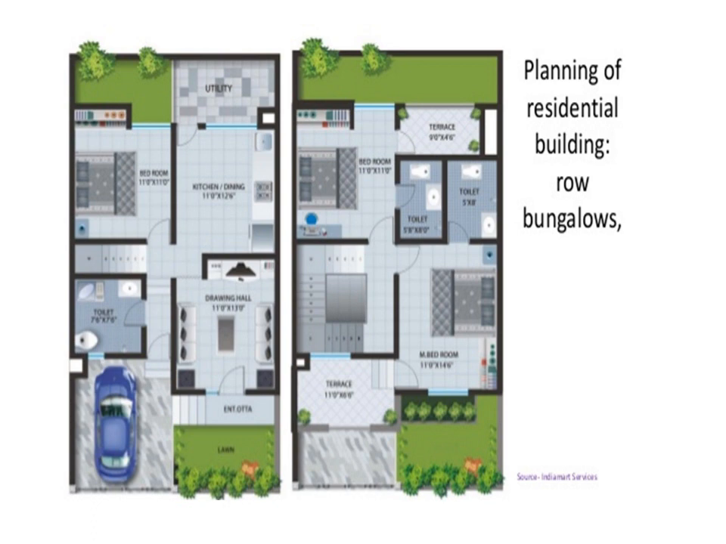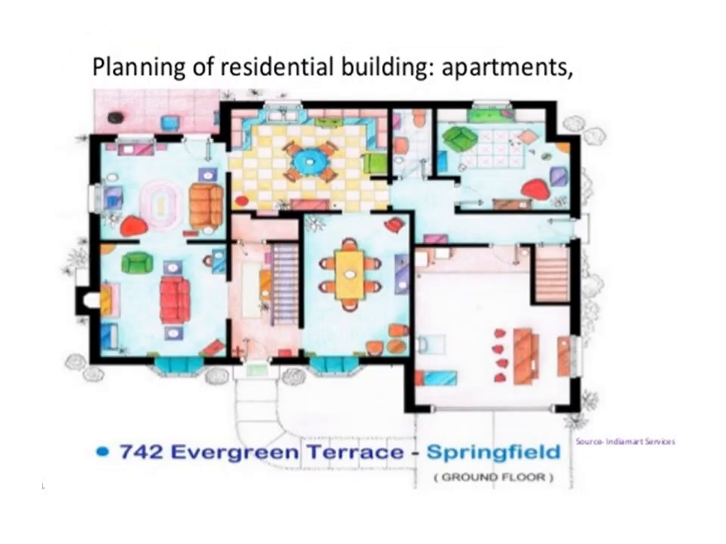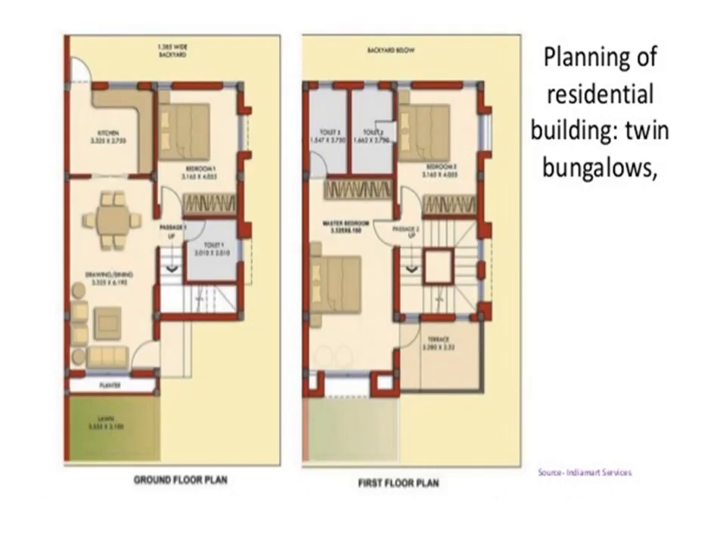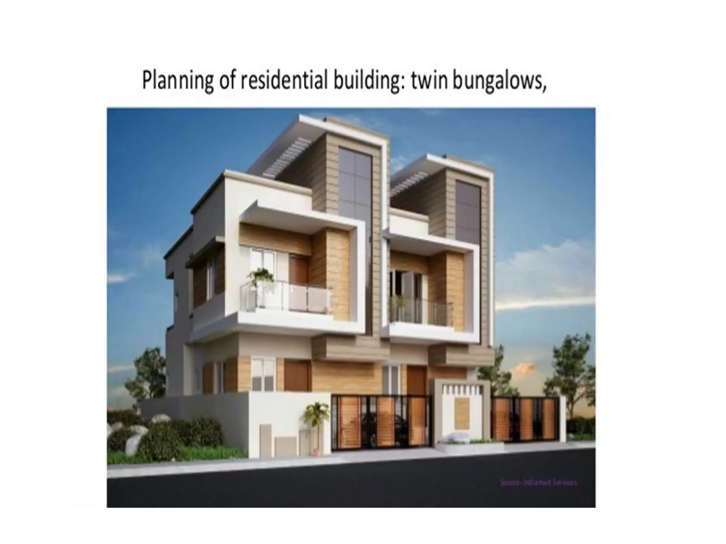This slide refers to plan of row bungalows with common wall at the center with front and rear margin which are shown. This slide refers to planning of residential building, that is apartment, in which the various flats are shown. This slide refers to planning of residential building, that is twin bungalows, showing ground floor and first floor. This is the perspective view of a building which is shown in the previous slide, that is of twin bungalow.